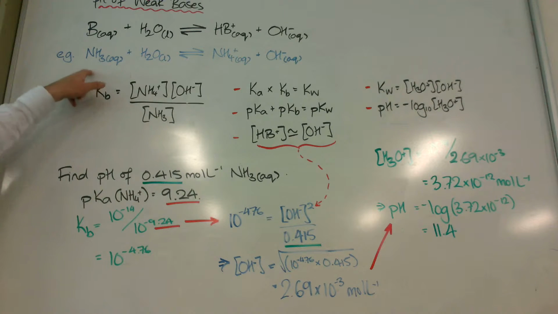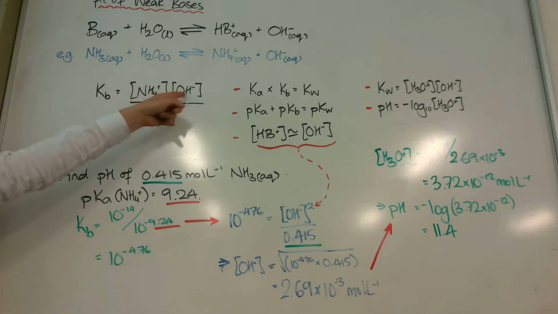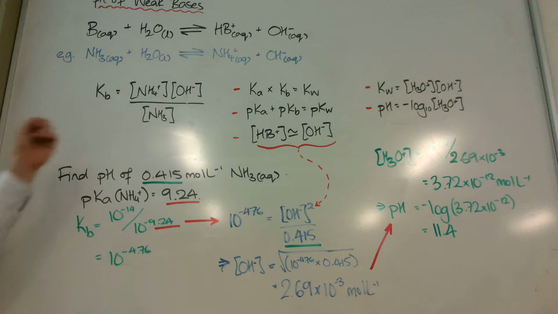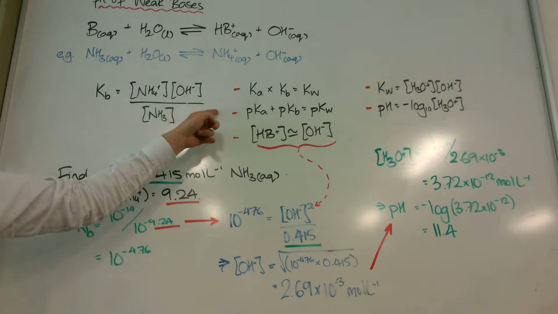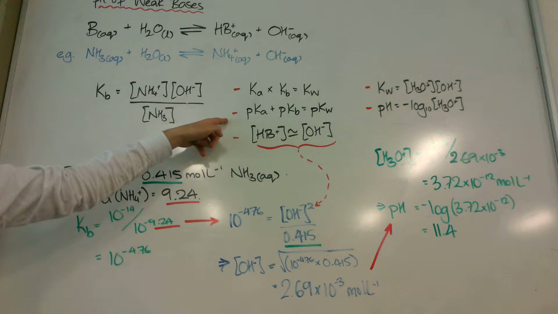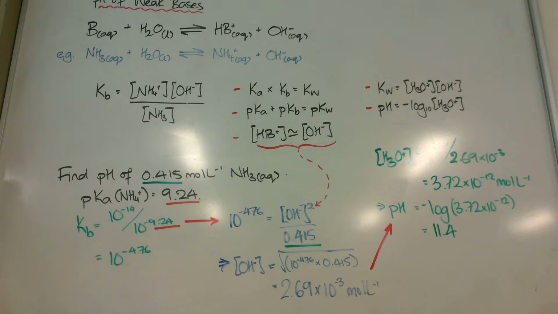My first step would be to write my equation, if it's not given to me already. My second step would be to write a Kb expression, noting that we've got hydroxide in there. My third step is actually going to be to use one of these, depending on whether my mind works better with pKs or with Ks, to work out the Kb, because I don't have a Kb in this.